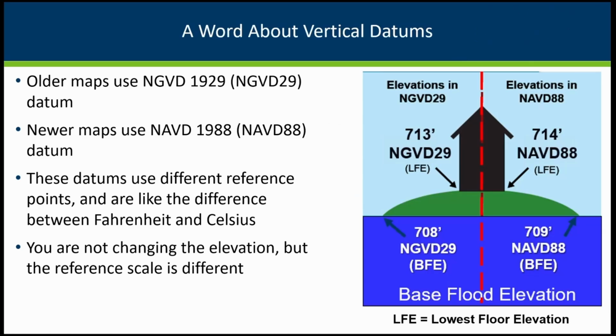And a bit more about that datum. Most older maps are in NGVD 29 datum, and newer maps are in NAVD 88 datum. And these datums just use different reference points, and they're like the difference between Fahrenheit and Celsius. You're not changing the elevation, but the scale is different. So this example here in NGVD 29, it's at the elevation 713, but in NAVD 88, it's at 714, even though we haven't changed the location of the building.